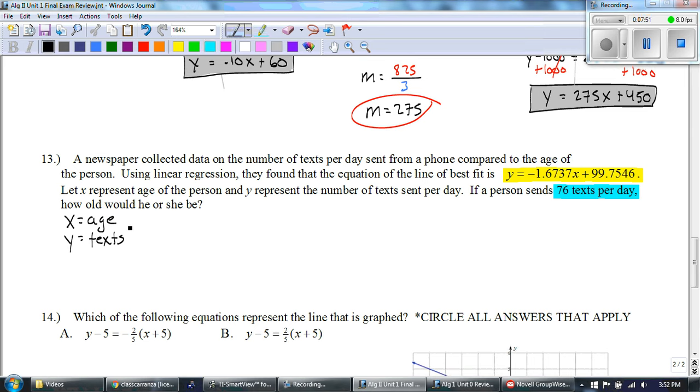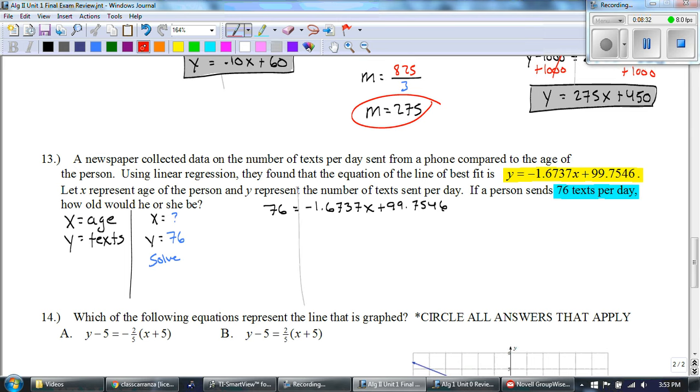So what did they tell us? Did they tell us x or did they tell us y? Yeah, they told us the texts. They said, hey, it's 76 texts. So what is x? What we have to do is plug in and solve. So I have 76 equals negative 1.6737x plus 99.7546.